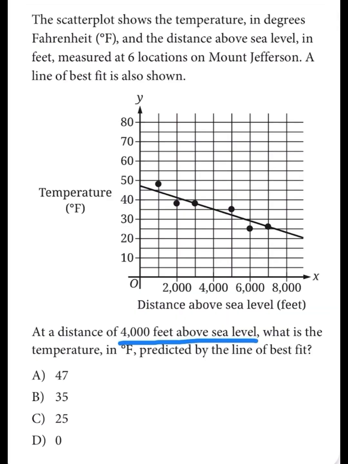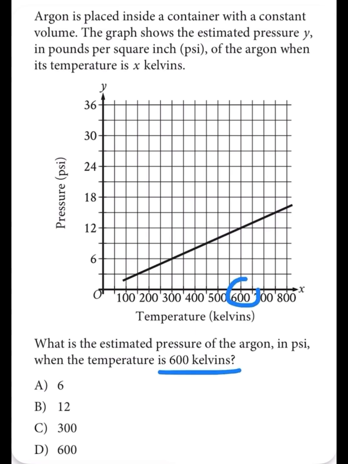The temperature predicted by the line of best fit is 35 degrees Fahrenheit, for distance 4,000 feet above sea level. The estimated pressure is 12 when the temperature is 600 kelvins.